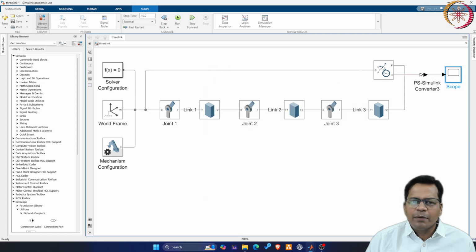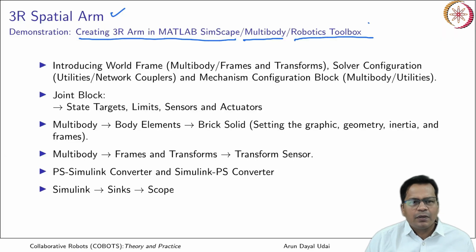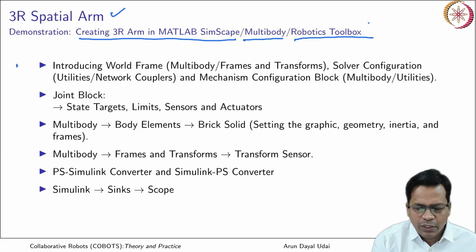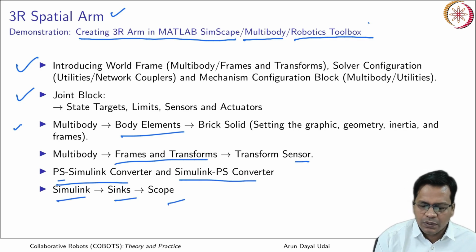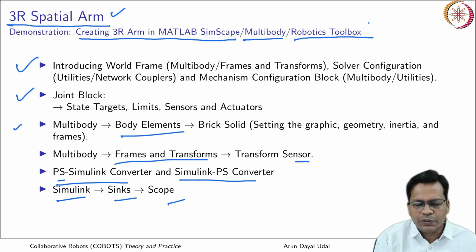So this is how I have prepared my robot. Now you have seen introducing the world frame, joint blocks, multibody body elements, multibody frames and transforms, transform sensors, Simulink converters, Simulink sinks and scopes. Using these you have now created a 3R spatial arm which is ready to be simulated.